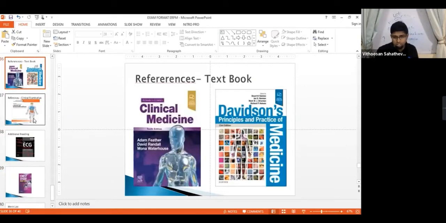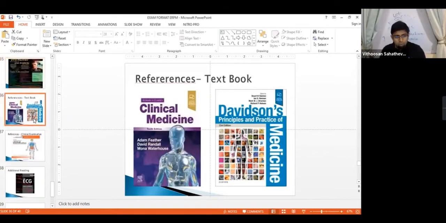If you are reading a book for medicine, there are books called textbooks. You can read one proper textbook. There are two textbooks mainly used. One is called Kumar and Clark, the other one is called Davidson. I usually advise my students to read Kumar and Clark because I feel it's better.